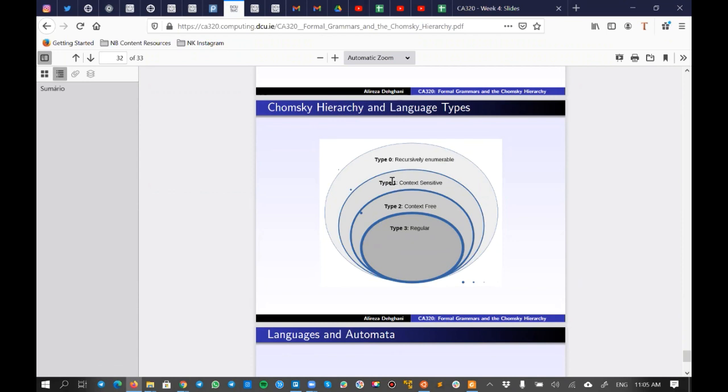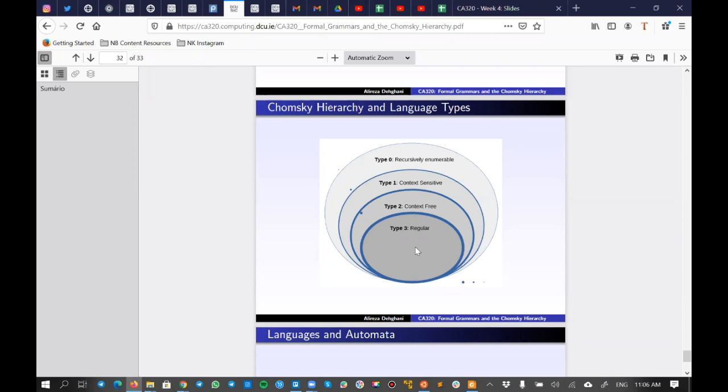Then we had a little bit more restricted version, which was the context sensitive. And then a little bit more restrictive again, a subset of those languages, which was context-free languages, and then finally the regular ones. So a string of the regular languages is definitely a string of all of the others, the bigger sets of languages. But the other way around is not true. A string of this language is not necessarily a string of those kinds of languages.